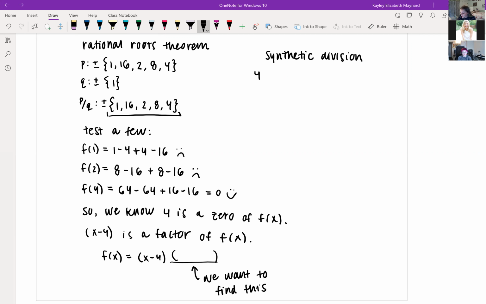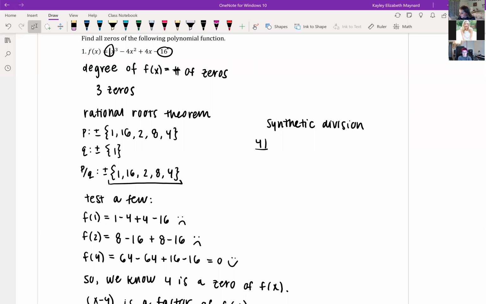So I'm dividing by x minus 4. For synthetic division, that means that I put a 4 up here. And then I list out the coefficients on each term in my polynomial. So that means I have 1, -4, 4, and 16. All right, so your first step in synthetic division is to bring this number down. So this just is 1. And then we do 4 times 1, which is 4. -4 plus 4 gives me 0. And then 0 times 4 is 0.